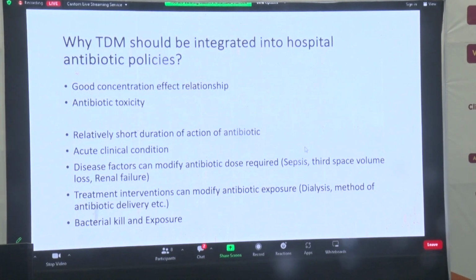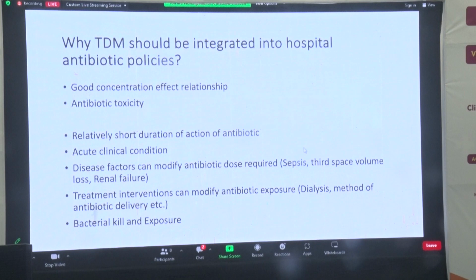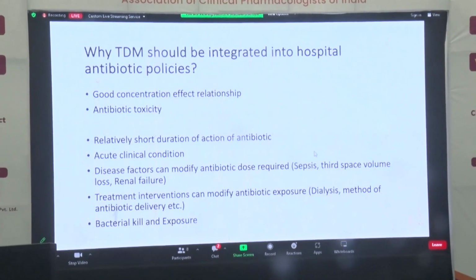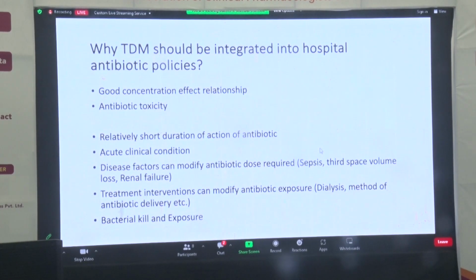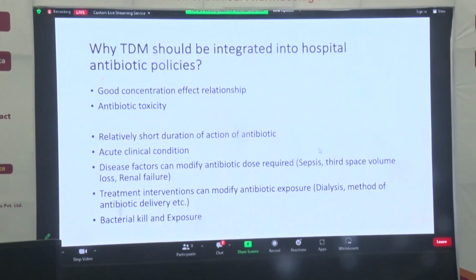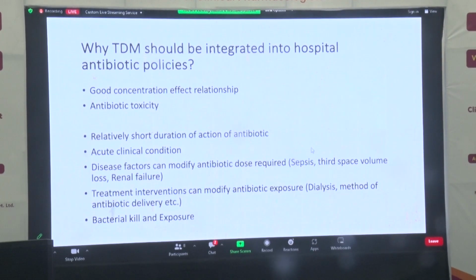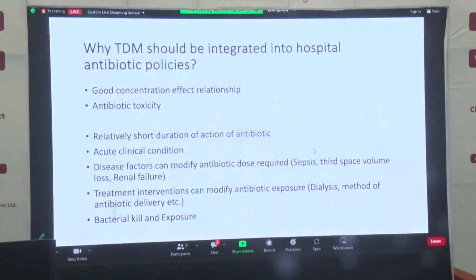For example, sepsis can cause capillary leak syndrome, so the antibiotic can go from the central compartment to the peripheral compartment, and the central compartment concentration will fall. Or there can be third space fluid volume loss, for example ascites, and we are treating a patient with lung infection. When you remove the ascitic fluid, you're losing antibiotic. Then patients with renal failure need dose adjustment. Treatment interventions can also modify the antibiotic exposure, for example dialysis in between, or the way you give an antibiotic.